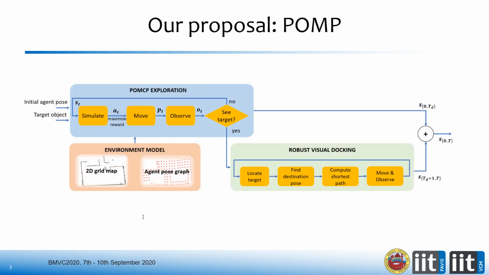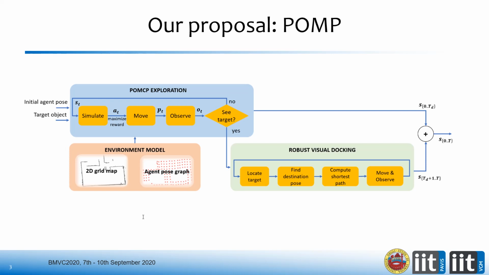We propose POMP, an online method that can solve the AVS problem by learning optimal policy while exploring the environment. We assume that we have a priori model of the environment in the form of a 2D grid map, like a floor map of the scene, from which we automatically generate the agent pose graph, which is the set of all the poses, composed by location and orientation, that the agent can reach.